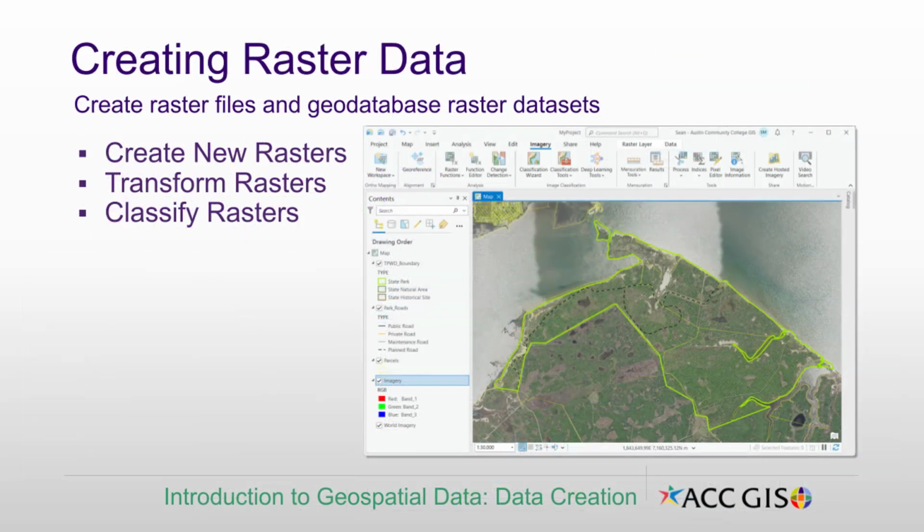There are different ways in which we create raster files and geodatabase raster data sets in GIS. We might create new rasters from scratch. We might transform an existing raster to a new raster, or we might classify rasters to create a new classified raster.